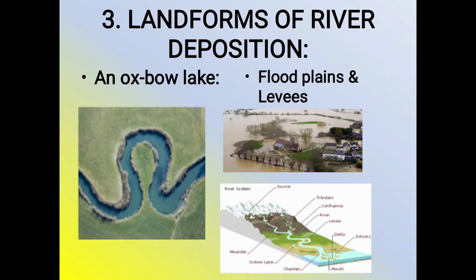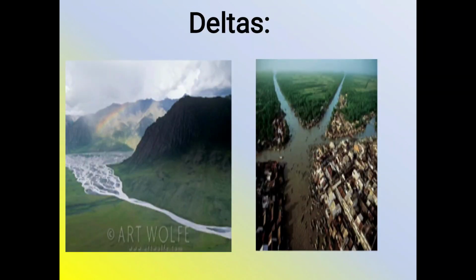Levees are common features along the lower course of rivers like the Mississippi and the Hwang Ho. Now, the next depositional feature of rivers is deltas.